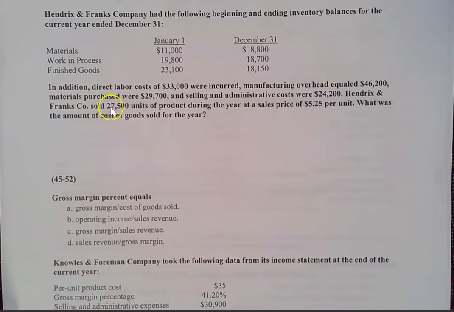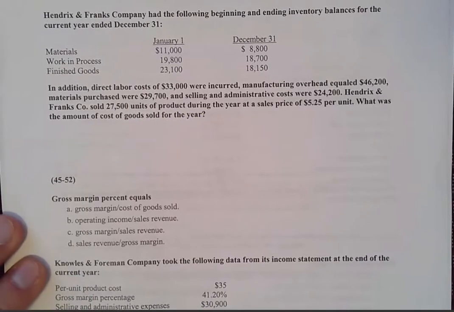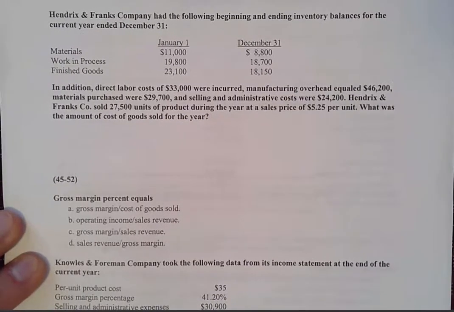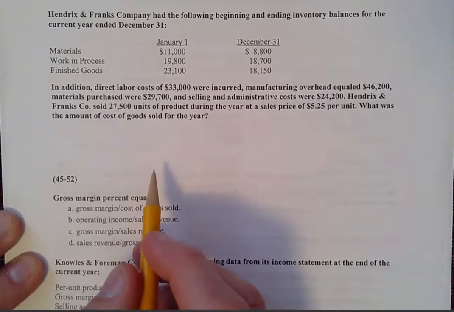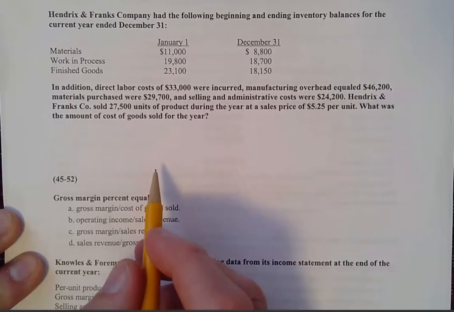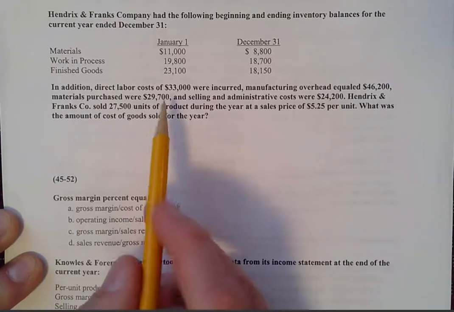You need to be able to answer this question without this information. If this 27.5 was not here, you could still answer the question, what was the amount of cost of goods sold for the year? All right? And how are we going to do that? Well, hopefully we know by now what costs are going to be included in cost of goods sold. So we've got some costs here.